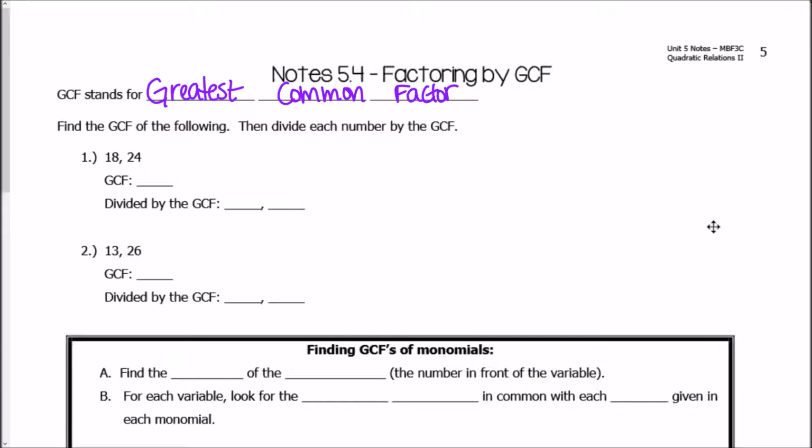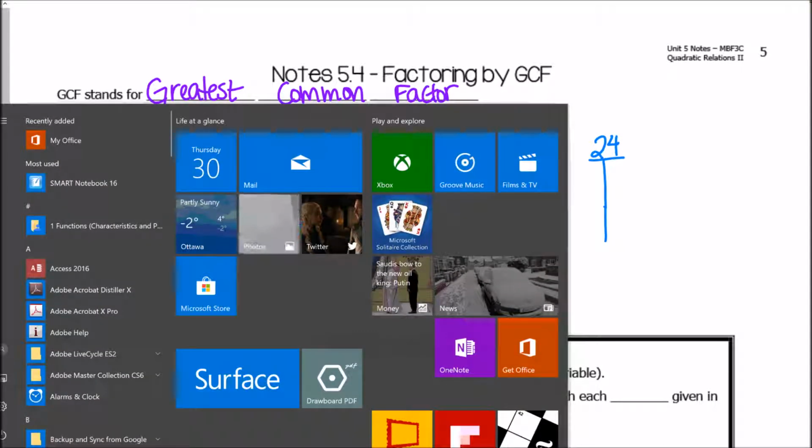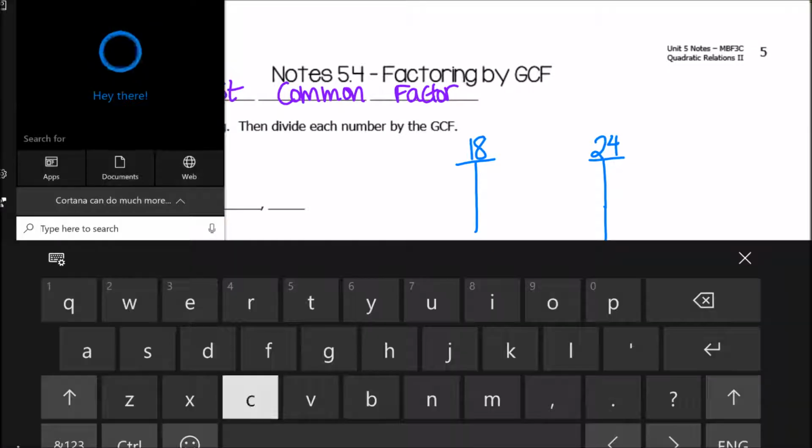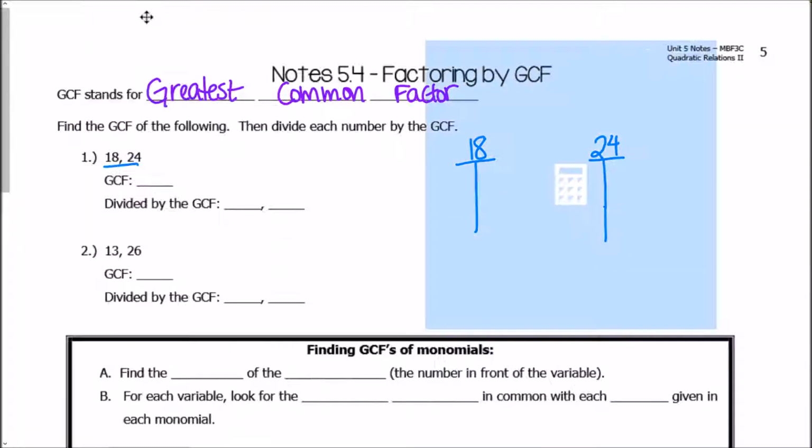Okay, so we're going to find the GCF of the following, and then we're going to divide each number by the GCF. So to find the GCF of 18 and 24, I'm going to make a chart for 18, and I'm going to make a chart for 24. And my chart is going to include all possible factors. So I'm literally going to start with 1.